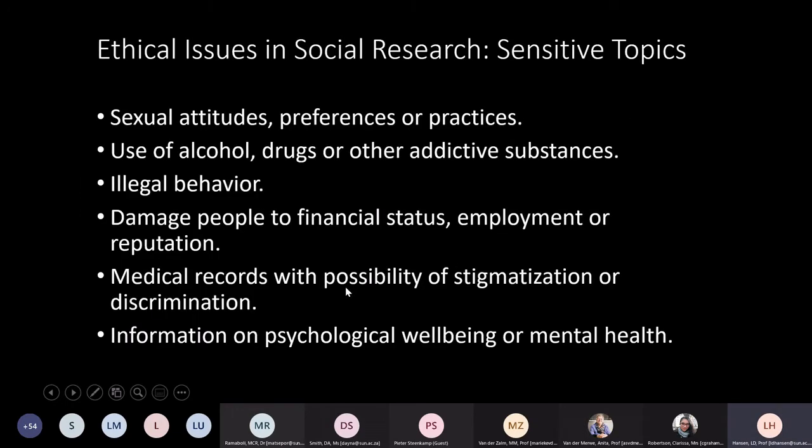Now, the REC SBE functions within the framework of all relevant promulgated acts of Parliament and international treaties and conventions where South Africa is a signatory of, interpreted in a manner appropriate to research in the humanities.